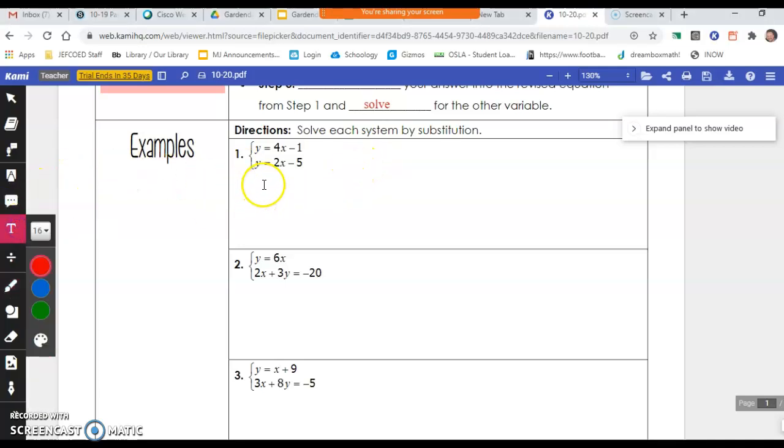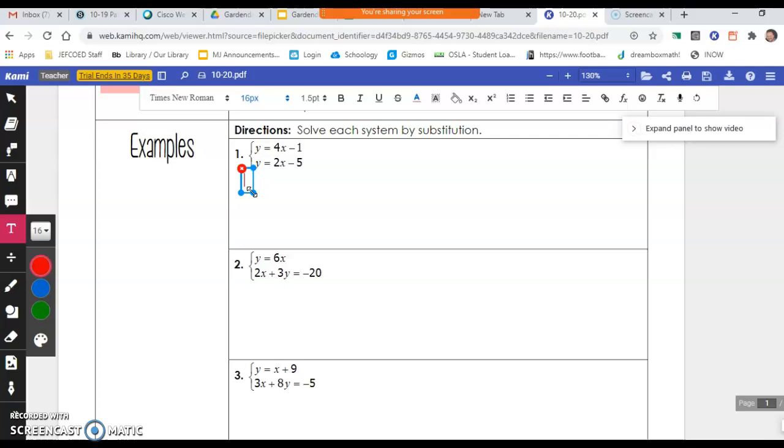So the first one that I would do: you have y equals 4x minus 1, and then you have y equals 2x minus 5. I'm going to take the y equals 2x minus 5 and substitute what y equals into y for the first one. So we're going to end up having 2x minus 5, because that's what y equals for this equation. So we'll have 2x minus 5 equals 4x minus 1.